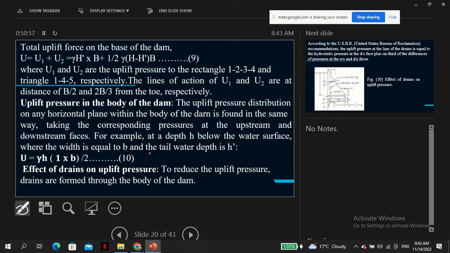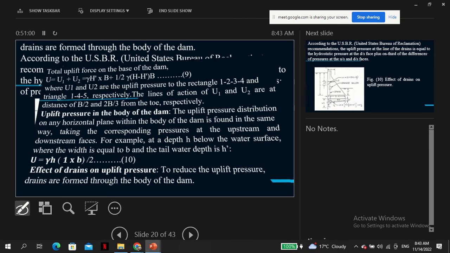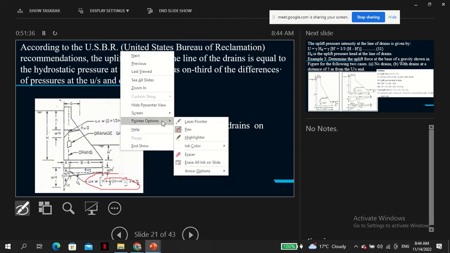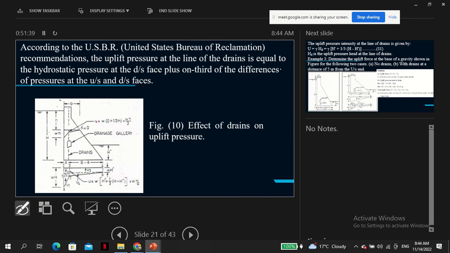So according to the U.S. Bureau of Reclamation recommendations, the uplift pressure at the line of the drain is equal to the hydrostatic pressure at the downslope face plus one-third of the difference of the pressure at the upslope and the downslope faces. So whatever we have said is this. These are some recommendations from experience.